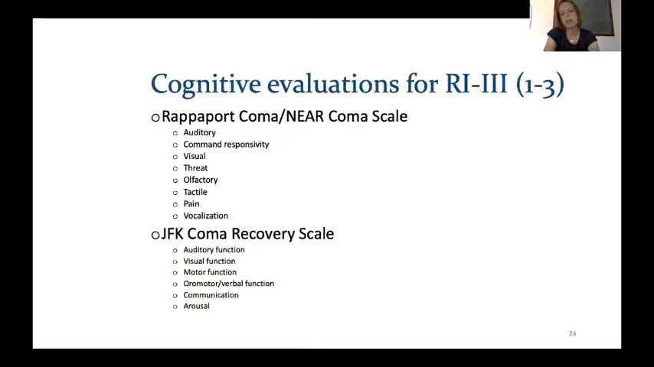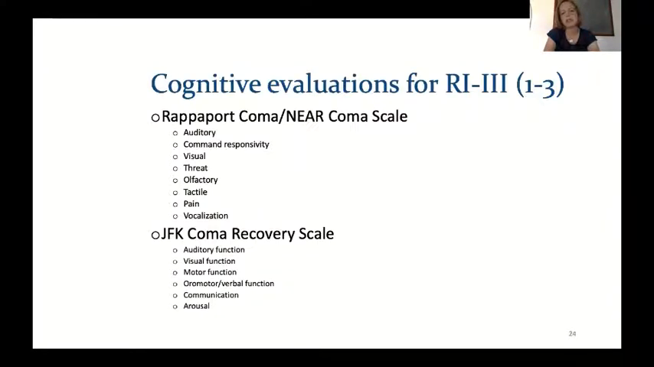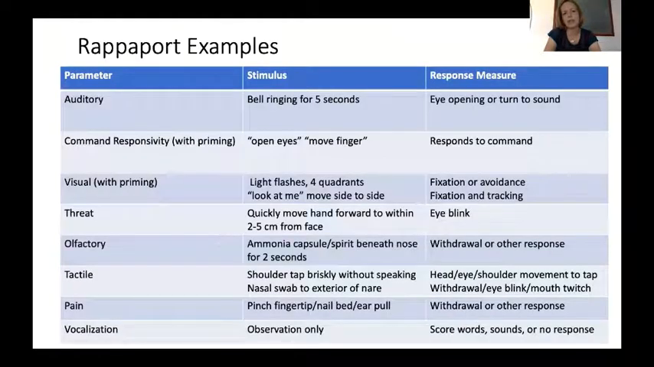And then one of the things I wanted to highlight for you all was one of the cognitive tests that I'll scan and email to you. And I will not email tonight. I'll try to do it before the end of the week. I still need to scan a lot of these paper forms. I only have the paper copies. But one of these scales is called the Rapoport, and then the other one is called the JFK Coma Recovery Scale.